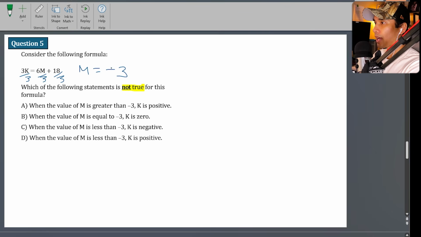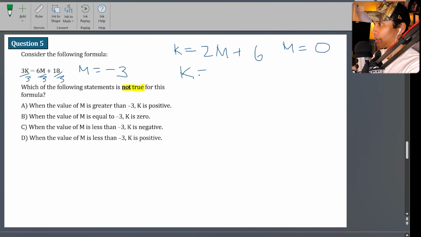So for this one, I'm going to choose a value above our cutoff, and I'm just going to put 0. So I will use the formula. It's k equals 2m plus 6. And I erased it down there. I should have kept it. But k equals 2m plus 6. And I will make m equals 0. And these are values greater than negative 3. Okay? So I'm going to go ahead and solve.